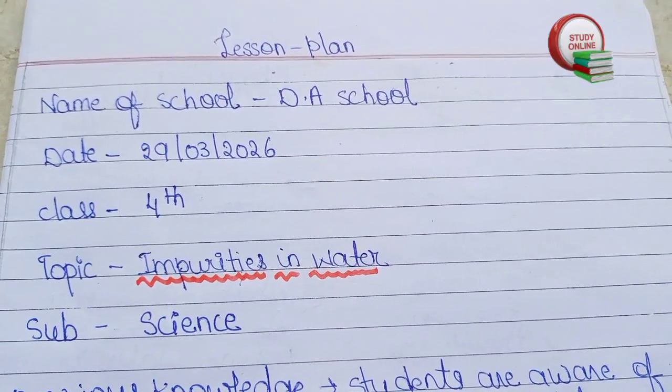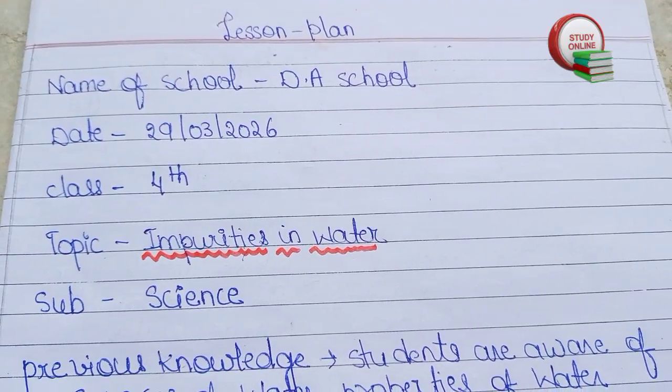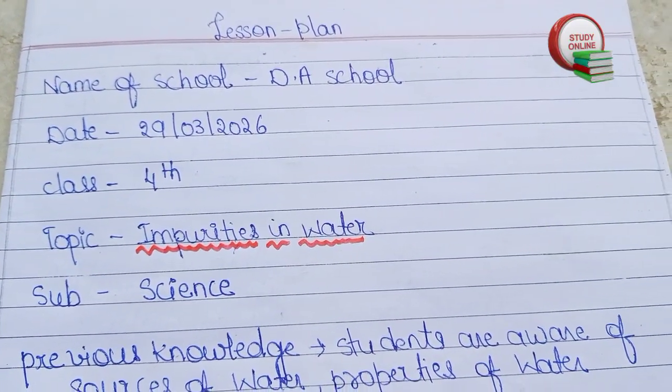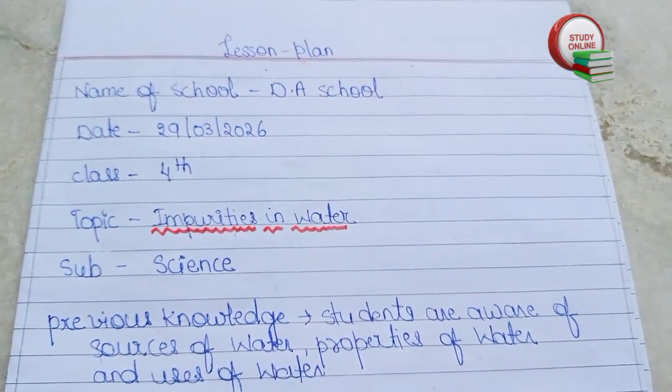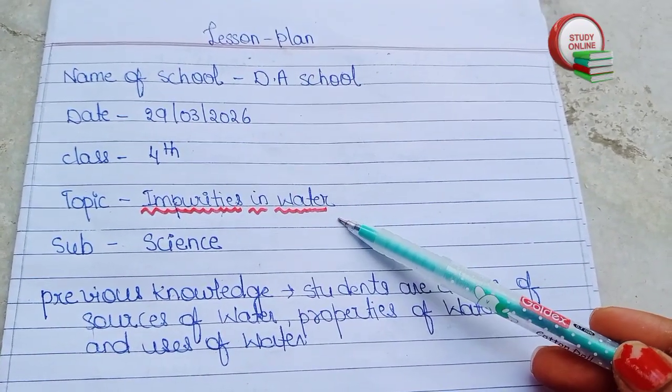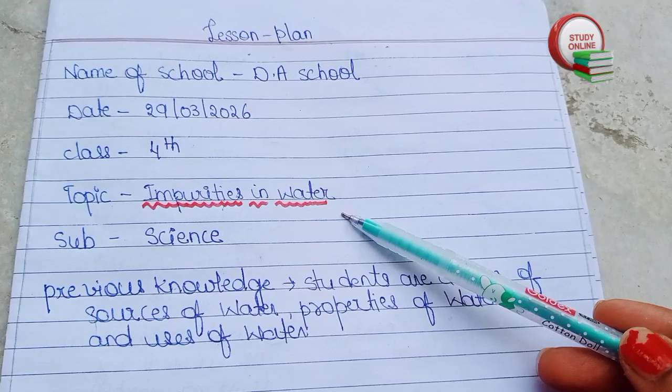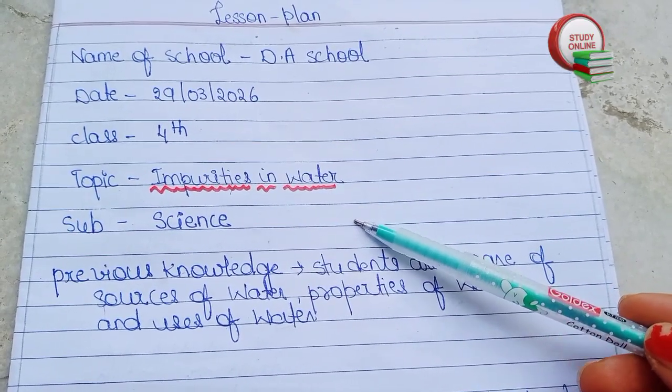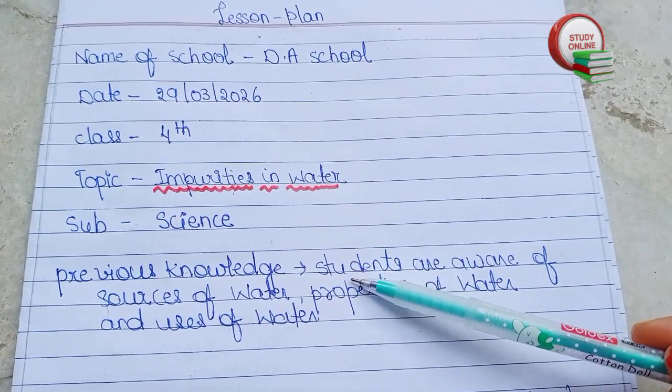So today we are going to see how to make a lesson plan, and our topic for today would be impurities in water. I have already uploaded many videos on my channel. You can check that. So here let's see how to make this lesson plan. So the topic for today is impurities in water. This is for class 4th.